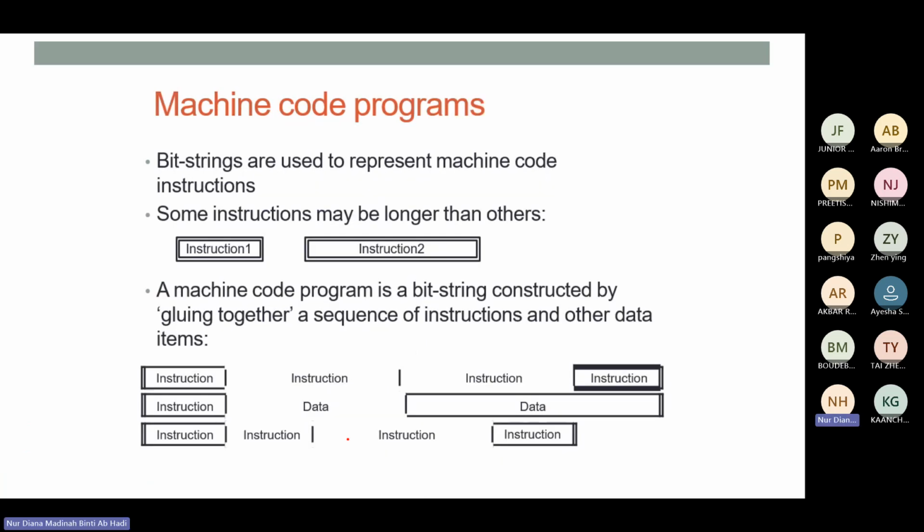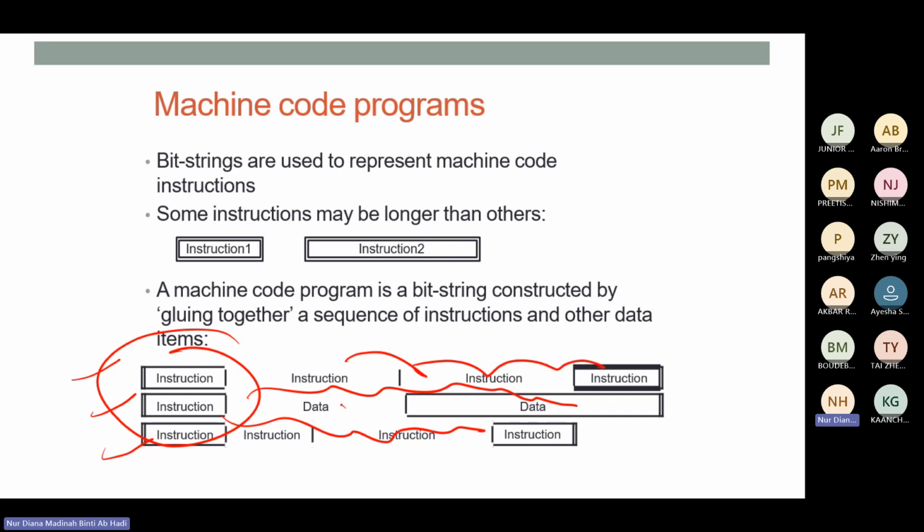No? So let's proceed. This is the machine code program. A bit string is used to represent the machine code instruction. Some instructions may be longer than others. A machine code program is a bit string constructed by gluing together a sequence of instructions and also your data items. You can see here we have different types of machine code program, but the way they represent themselves would be different. Some of them are glued up together with instructions, some of them are only data, some of them are instructions. The representation of the instruction would also be different.